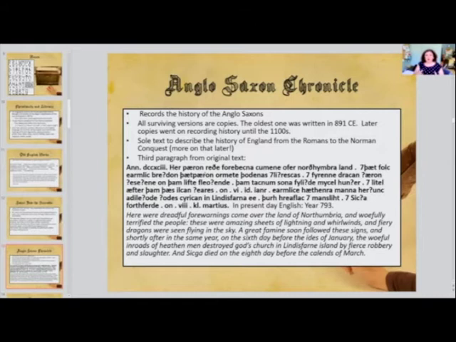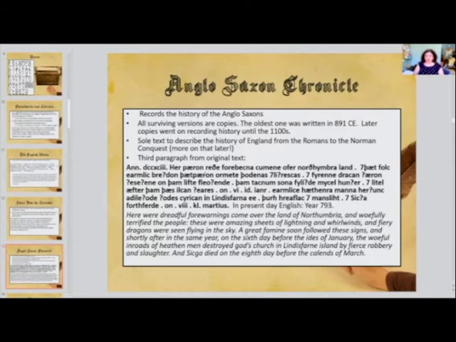It is the only text we have that describes the history of England from the Romans to the Norman conquest, which we will also talk about. Norman conquest is really important. Just to give you an idea of the kind of things that were in there, this is the third paragraph, so almost the very beginning from the original.